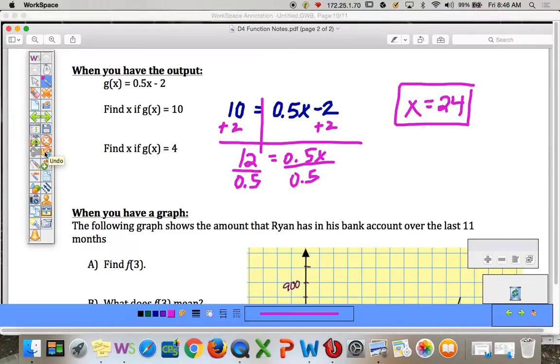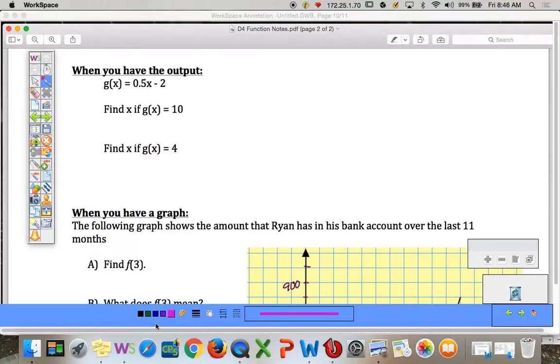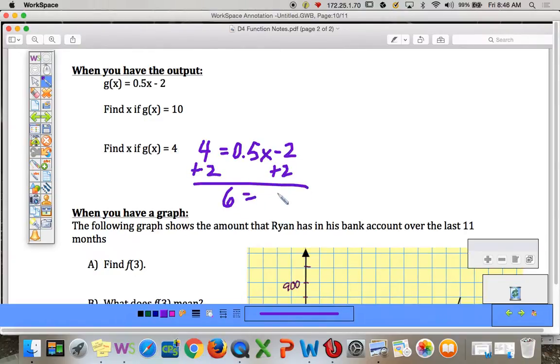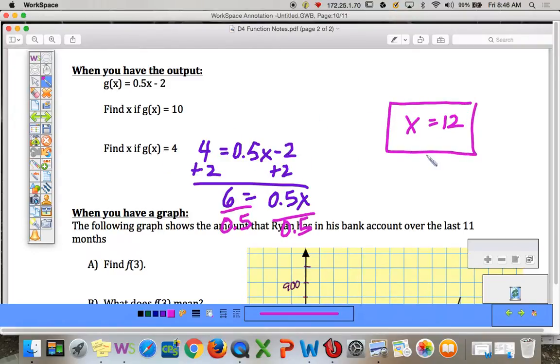Let's try the next one. I'm just going to clear this. Find x if g of x is 4. So put the 4 in for g of x. 4 equals 0.5x minus 2. We'll add 2 to each side. We get 6 equals half times x. Take half of 6, so divide 6 by half. When you divide 6 into halves, we get 12. So when the input's 12, the output is 4.